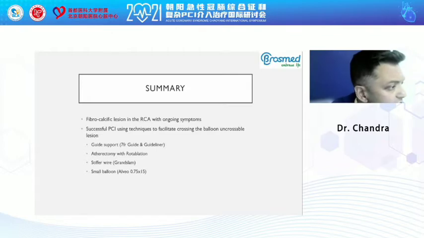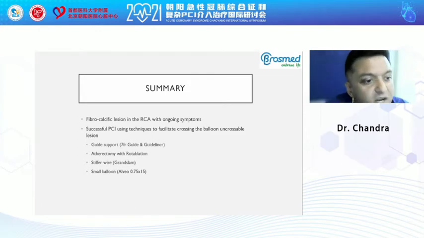In this case, we used guide support and guide extension. Ultimately, it required a small balloon with the Alveo to get us across, but it helped us to a degree, but we weren't able to really predilate the lesion satisfactorily. So then we upped the ante by using rotational atherectomy and then switched to a stiff wire to complete the procedure with a good angiographic result.